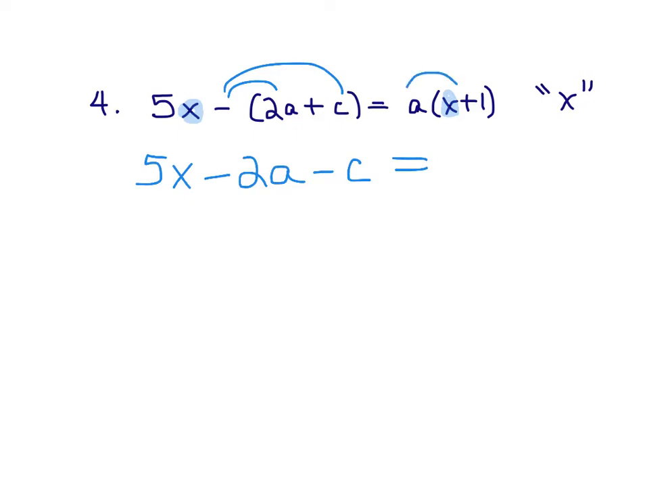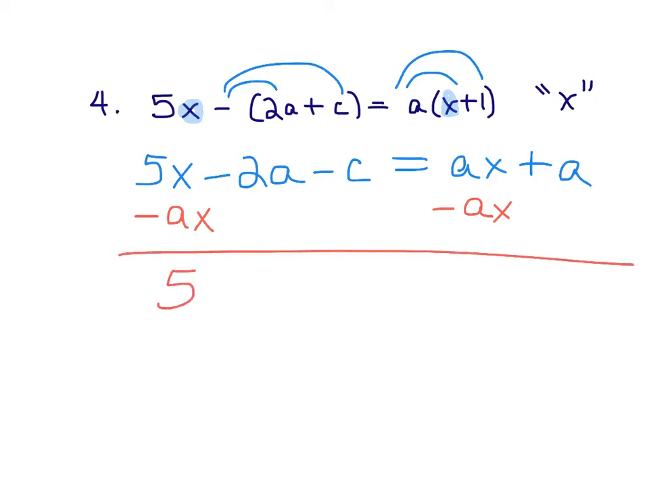I'm going to distribute the a to the x and to the 1. And now I'm trying to get the x's together, so I'm going to subtract the ax. You could also move the 5 over. It doesn't really matter. It might be one fewer step, but it doesn't really matter. So 5x minus ax.